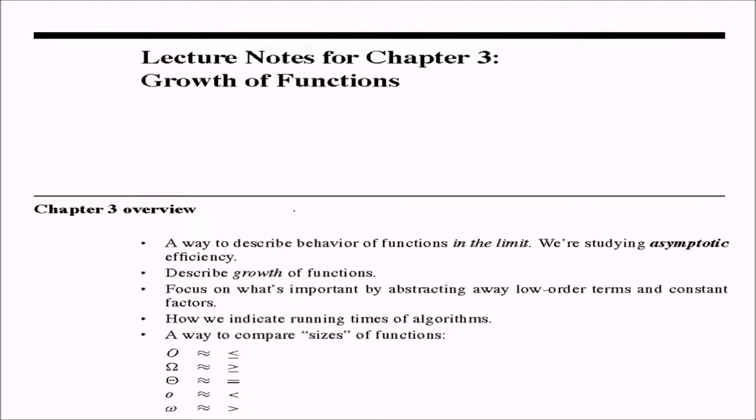So now we are looking at chapter 3 of Cormen, Algorithms and Analysis. This is growth of functions, and let us see some overview first. Whenever we describe the behavior of functions in the limit, we are actually trying to talk about asymptotic efficiency in the limit. We describe the growth of functions, that is how we'll describe our algorithms' running times, and we just focus on what is important by abstracting, ignoring the lower order terms and constant factors, and then we indicate running times of algorithms.